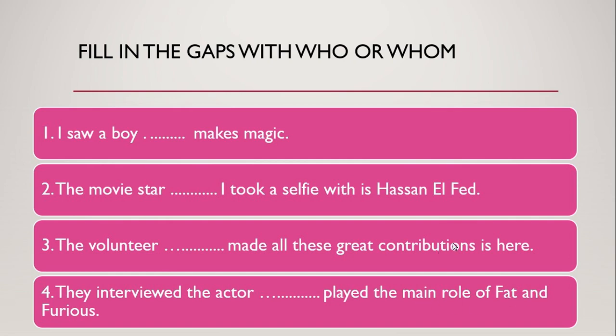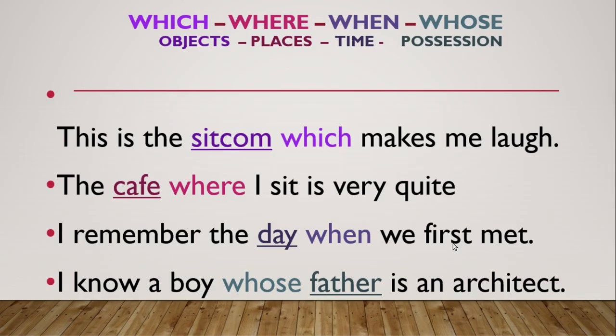Okay, good. Let's move on to other pronouns. So we have relative pronouns, and of course where and when are relative adverbs, but anyway we include them with the relative pronouns. So pay attention to colors. Which is for objects or things, where for places, when for time, and whose for possession.